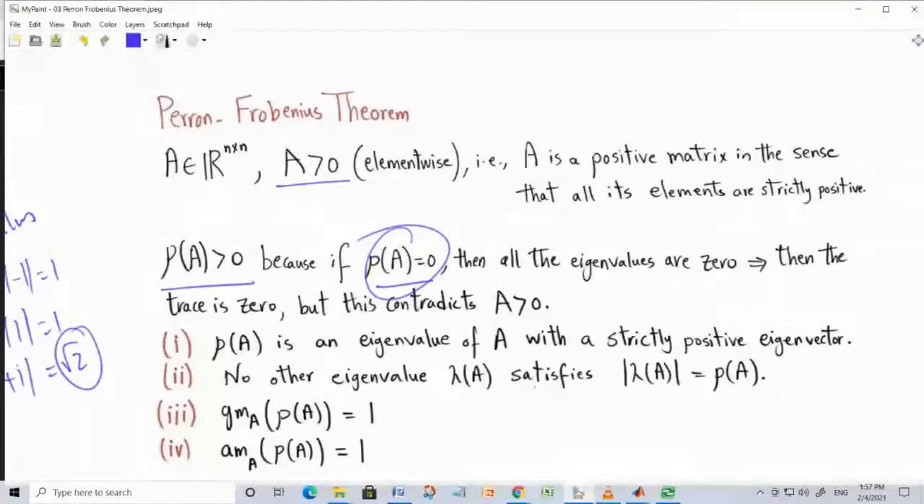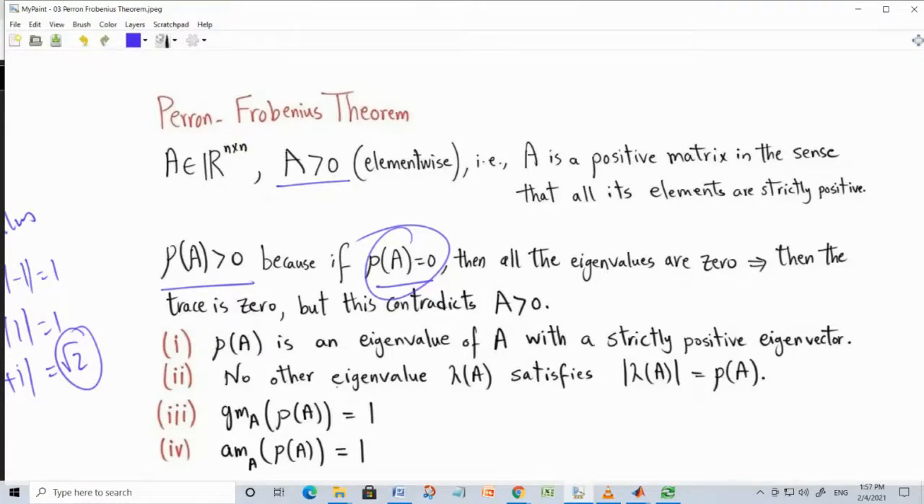Second claim is that there is no other eigenvalue for the matrix whose magnitude is equal to the spectral radius. Any other eigenvalue for the matrix will have a magnitude strictly less than rho of A. Number 3 and 4 basically tell us that rho of A, as an eigenvalue, is a simple eigenvalue. So the geometric multiplicity is equal to 1, and the algebraic multiplicity is equal to 1. Those are conclusions that we can make regarding positive matrices.